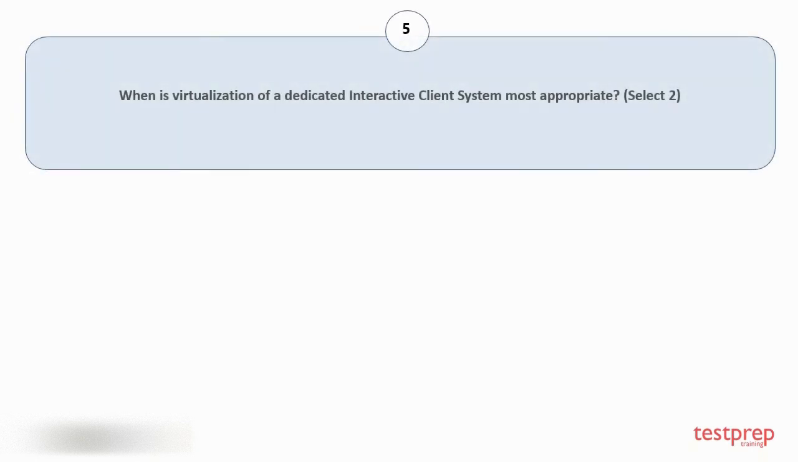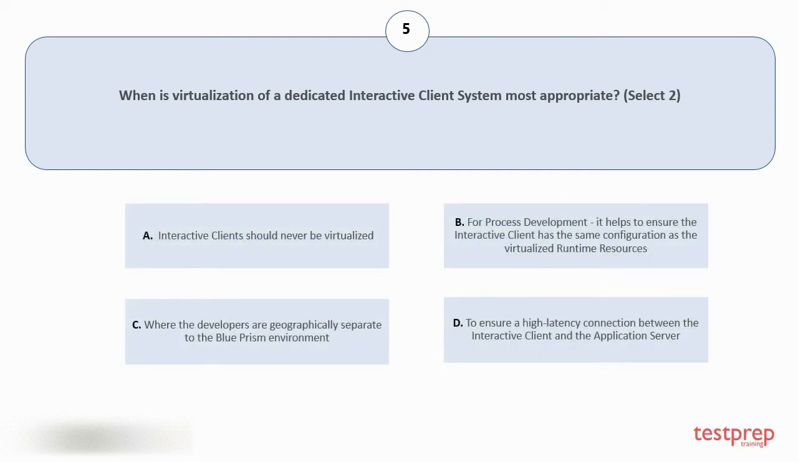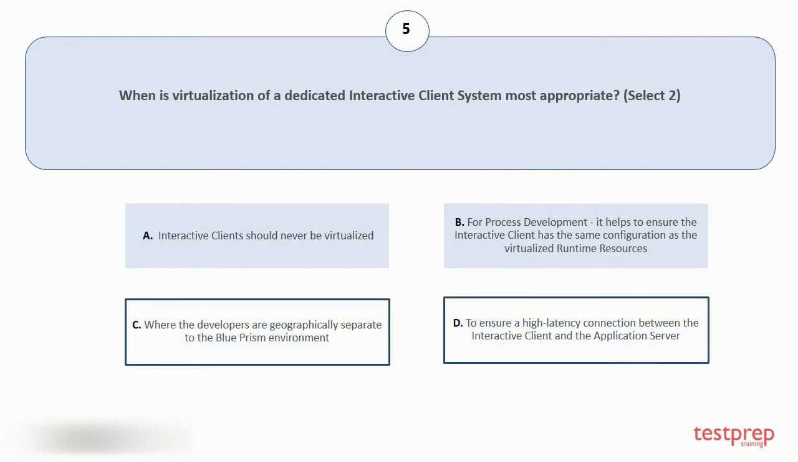Question number 5. When is virtualization of a dedicated interactive client system most appropriate? Select 2. Your options are A. Interactive clients should never be virtualized. B. For process development helps to ensure the interactive client has the same configuration as the virtualized runtime resources. C. Where the developers are geographically separate to the Blue Prism environment. D. To ensure a high latency connection between the interactive client and the application server. The correct answers are option C and D.